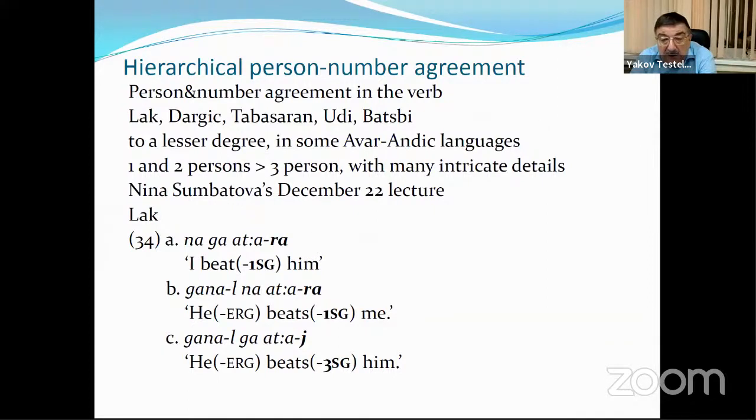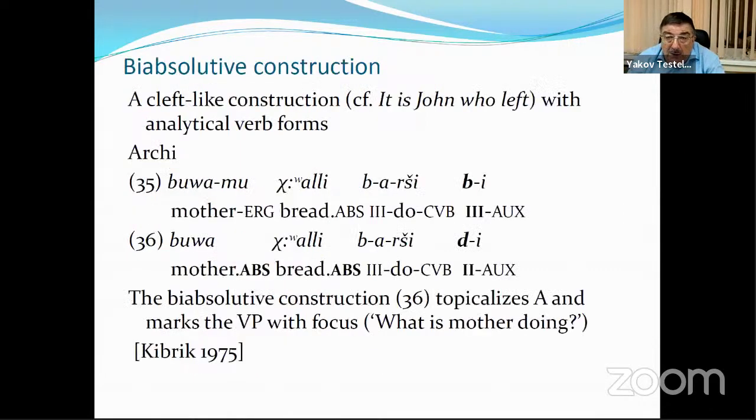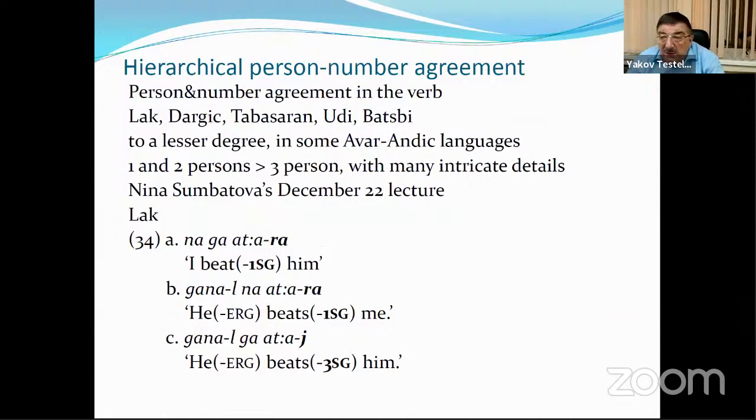So for example, in Lak, I beat him, Naga Attara, Ra, because Ra is the first singular. He beats me again, Ra, Ganalna Attara. But he beats him, Ganalga Attai, there is Ye, third singular. So the first singular marker is used whenever the first person is among the major arguments. So it's not ergative, it's a hierarchically oriented grammatical mechanism of person number agreement in languages where it is present.